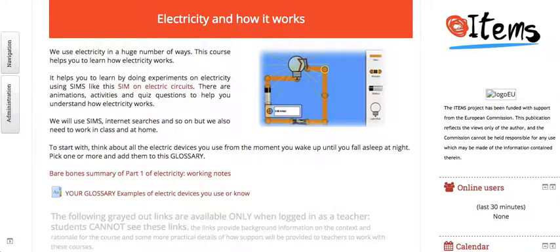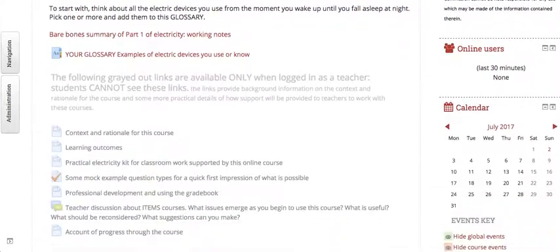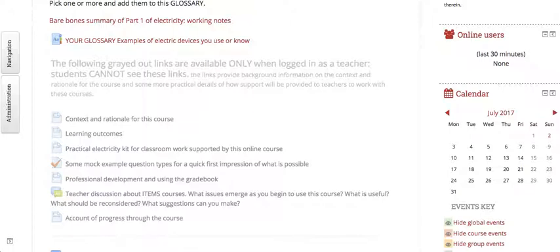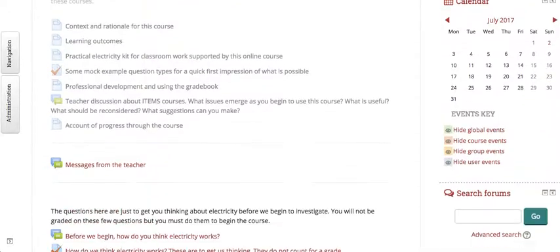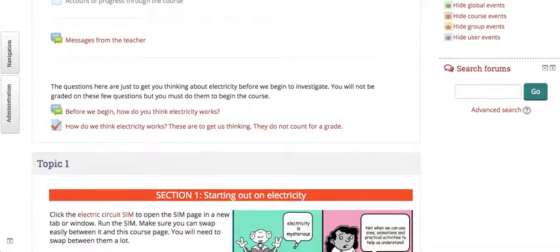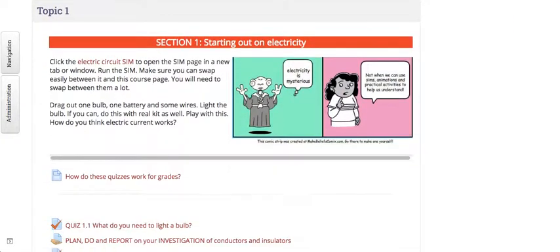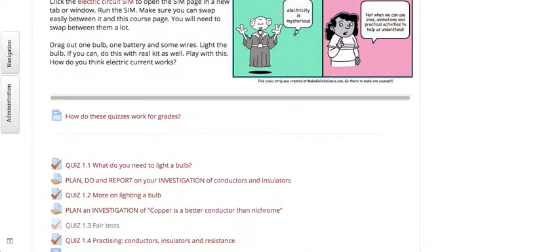This is the electricity course originally set up as part of the EU Items project. We use it in third year, that's with junior cycle students, and also with sixth year students as they begin their electricity studies, because it's very useful, in fact essential, for students at that stage to recall some of the basic understandings that they developed in third year.